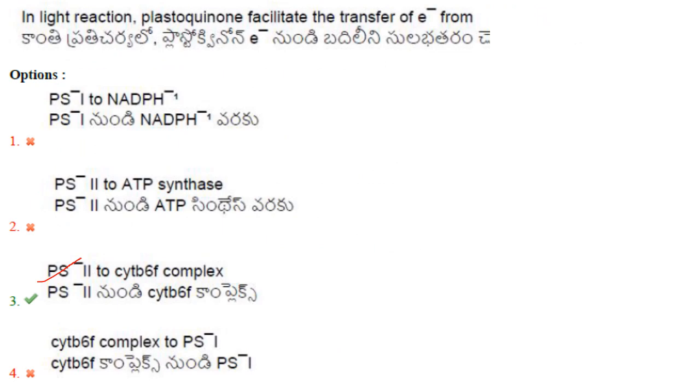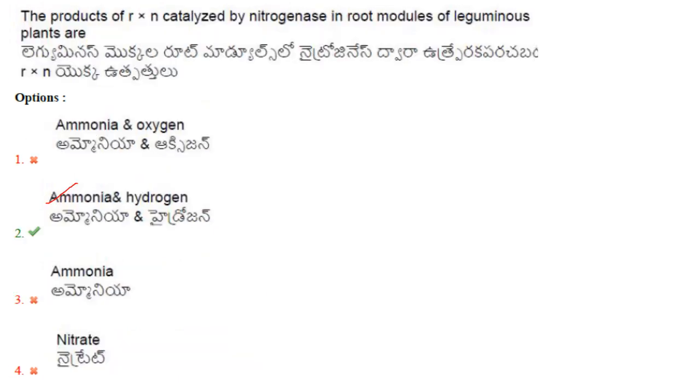Then, in the light reaction, plastoquinone facilitates the transfer of electrons from photosystem 2 to cytochrome b6f complex. Answer is option 3. The products of the reaction catalyzed by nitrogenase in a root nodule of leguminous plants are. So nitrogenase is an enzyme responsible for the reduction of nitrogen to ammonia, and the products of the reaction catalyzed by nitrogenase in the root nodule of leguminous plants are ammonia and hydrogen. So the answer here is option 2.